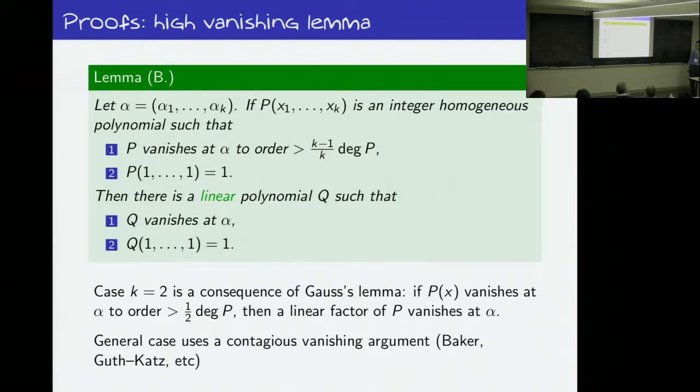So the proof strategy uses what some people call a contagious vanishing argument. What we have is that p vanishes to high order at this point, and using this, we could infer that it must vanish to some somewhat lower order on some larger set.